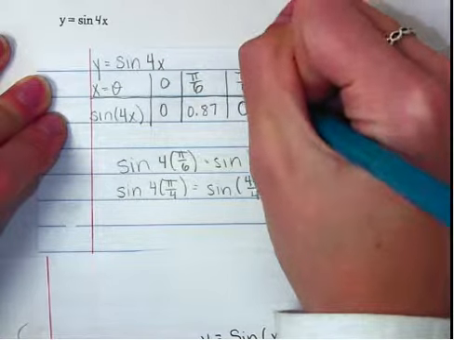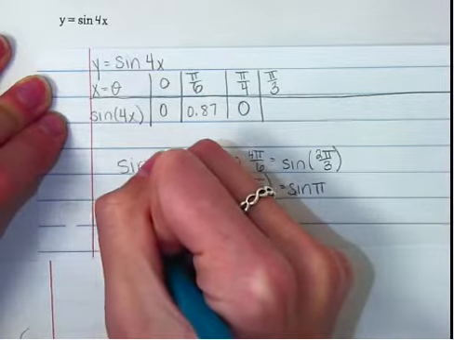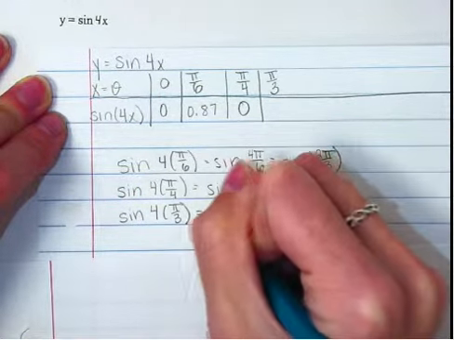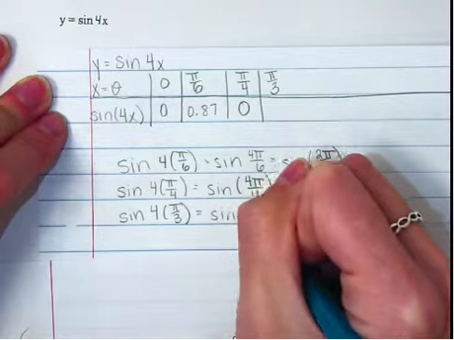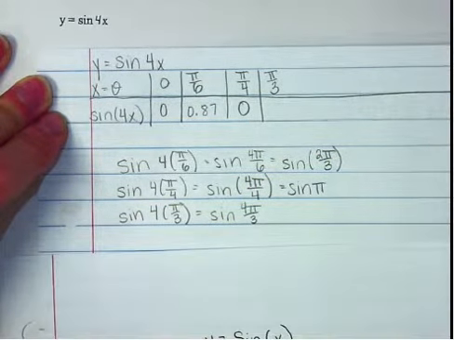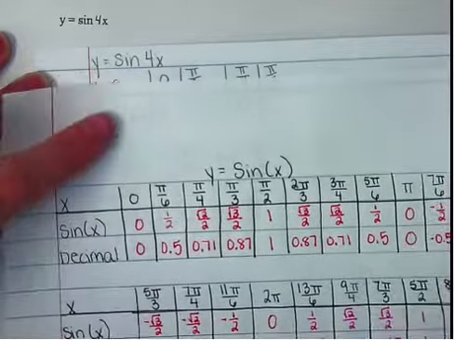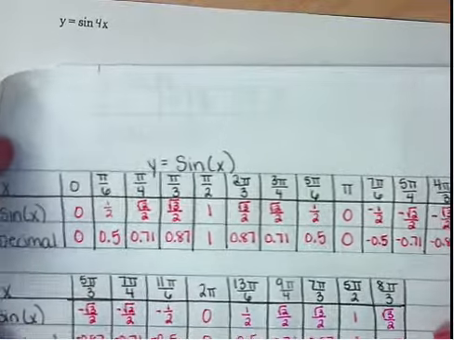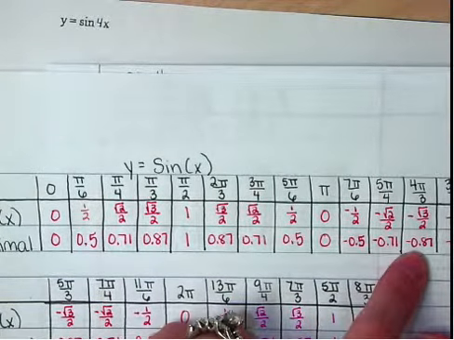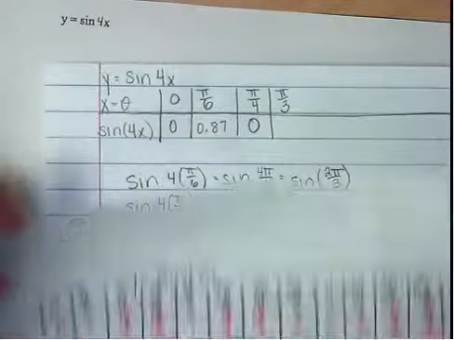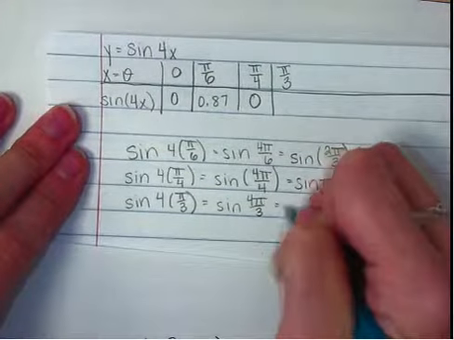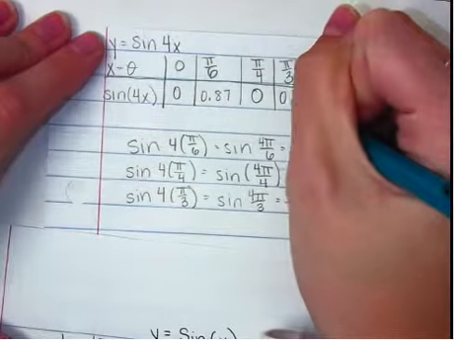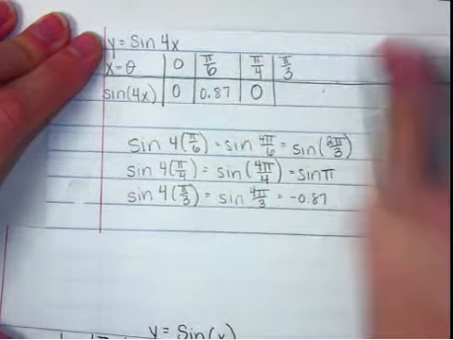The next value of theta, pi over 3, would be sine of 4 times pi over 3, which is sine of 4 pi over 3. And I know that in my table, sine of 4 pi over 3 is negative 0.87. So that would be the value of this equation at pi over 3.